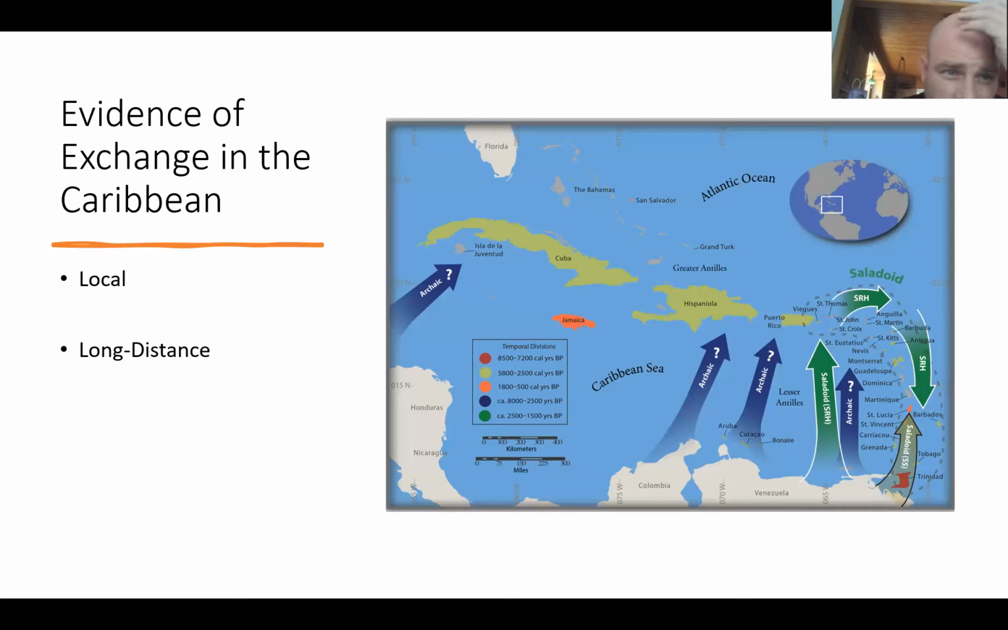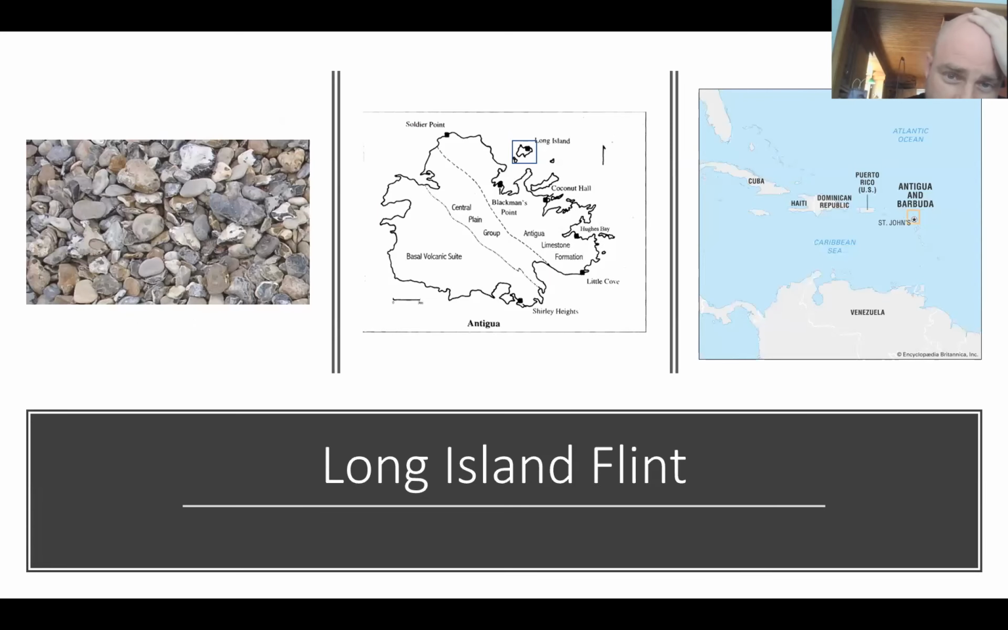Now, what's fascinating with all this is that there are a number of different types of things we can look at to understand exchange, both on an inter-island level and on a regional level beyond the Caribbean even. And that's what's fascinating with the Caribbean. There are things coming from South America and Central America into the Caribbean. One of the better markers of regional trade is flint. We see this from the aceramic until later. There's one great flint source on Antigua. It's an island called Long Island right off of Antigua.